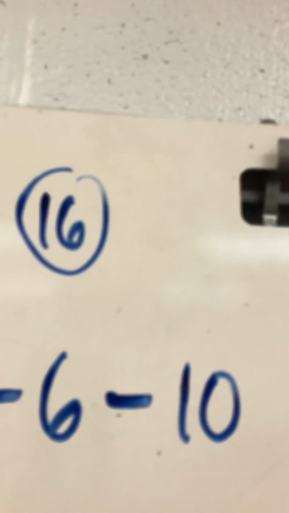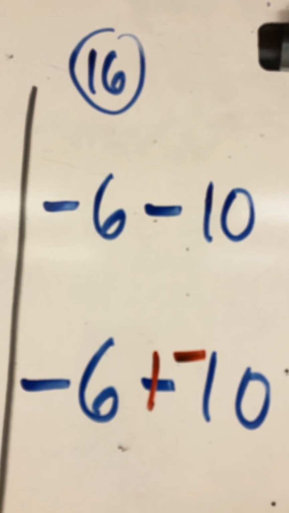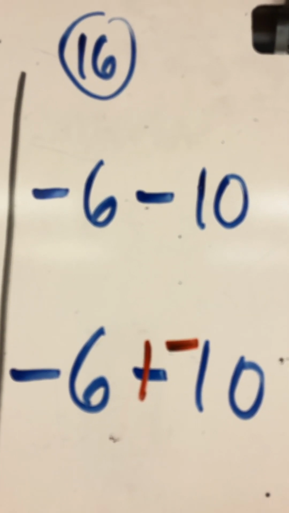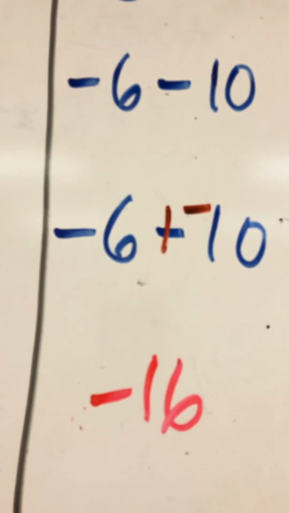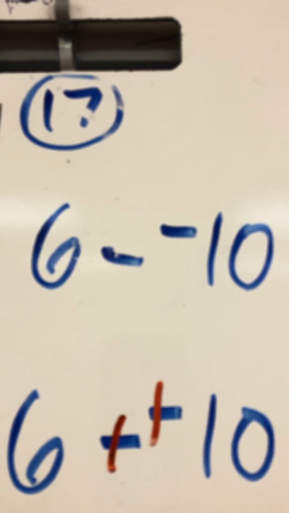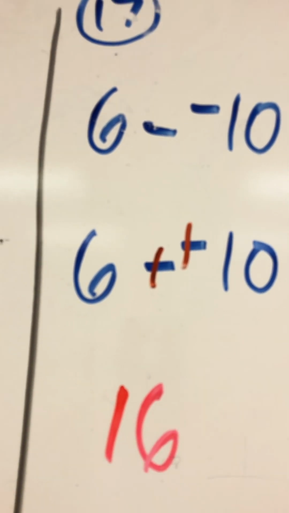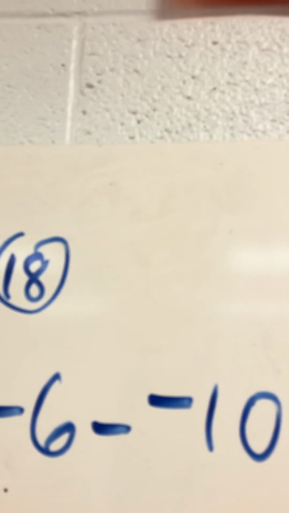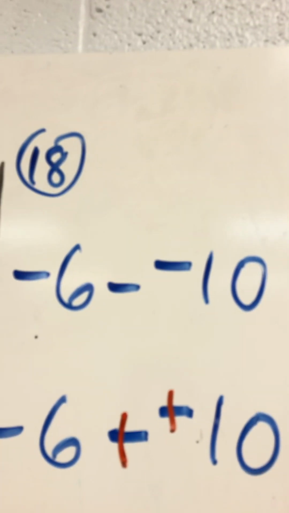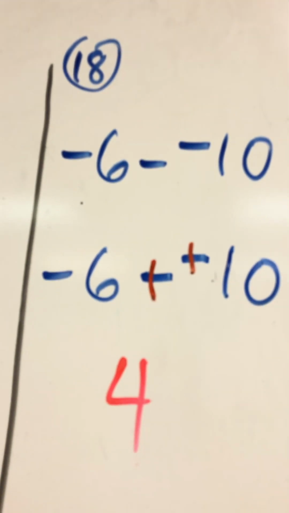Negative 6 minus 10, here we go, bam, bam. Two sticks, okay? Signs are the same, add, negative 16. 6 minus negative 10, bam, bam. 6 plus positive 10, 16. Negative 6 minus negative 10, bam, bam. Negative 6 plus positive 10, positive 4.